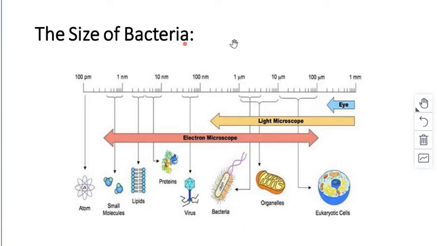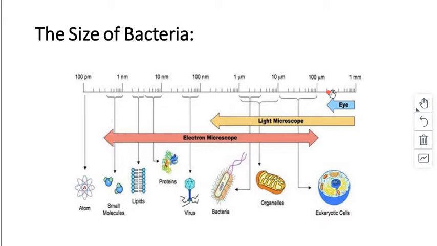Okay, let's go back. So let's have a look at the size of bacteria. You all know you can't see bacteria. And we've got a scale here. This is a millimeter, and the eye can see up to about a 20th of a millimeter, not a 2/100th. So 200 micrometers or 200 microns. That's what an eye can see. That's sort of the tiniest speck of dust you can possibly see with your eye.